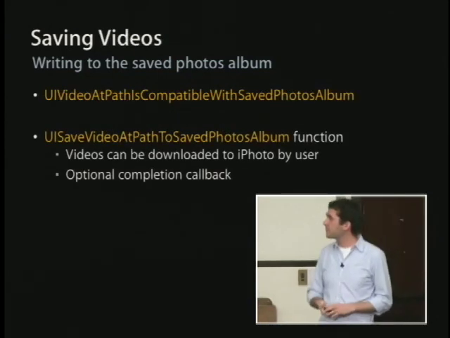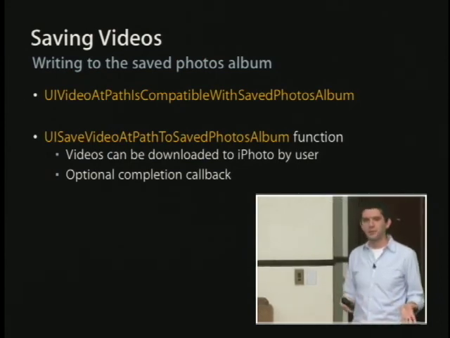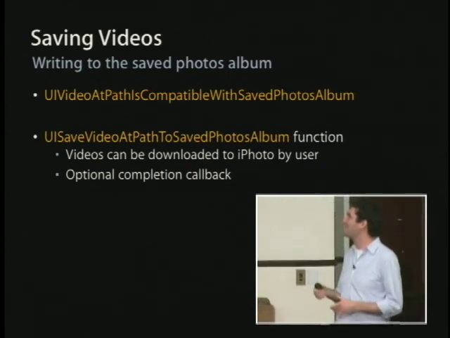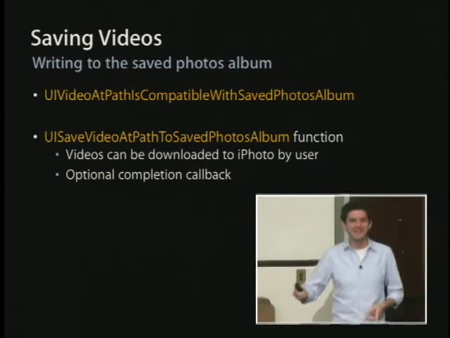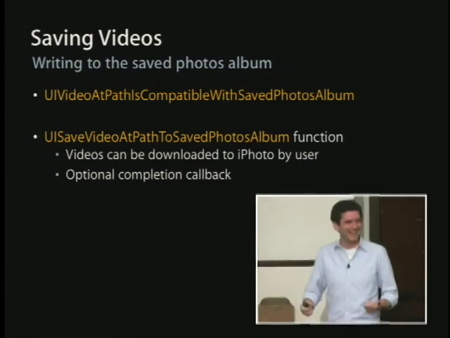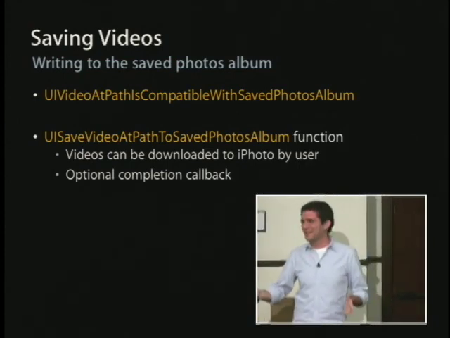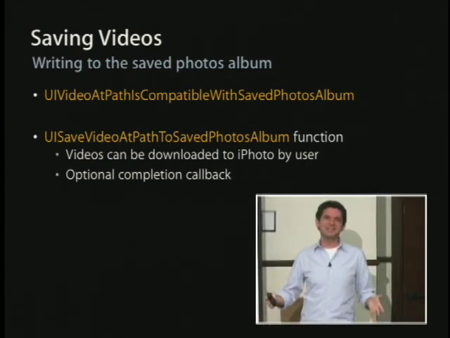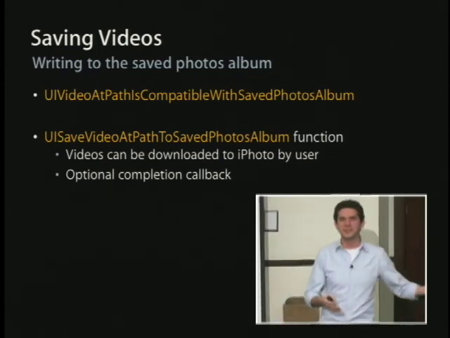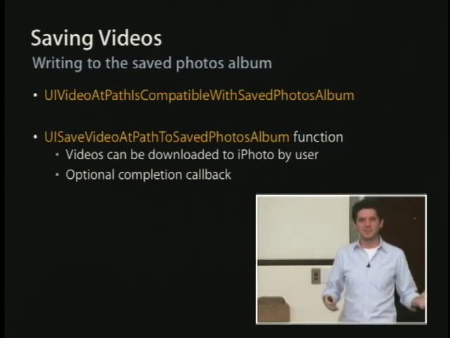There's a similar function to be used for writing video, along with another one that tells you whether a particular video is actually allowed to be written. So there's the UI video at path is compatible with saved photos album function. And you can call this with a path, and it'll check to see whether the video at that path is in a format that can be written back to the saved photos album. And you probably want to do that before you try to write something, because otherwise writing it's just going to fail.